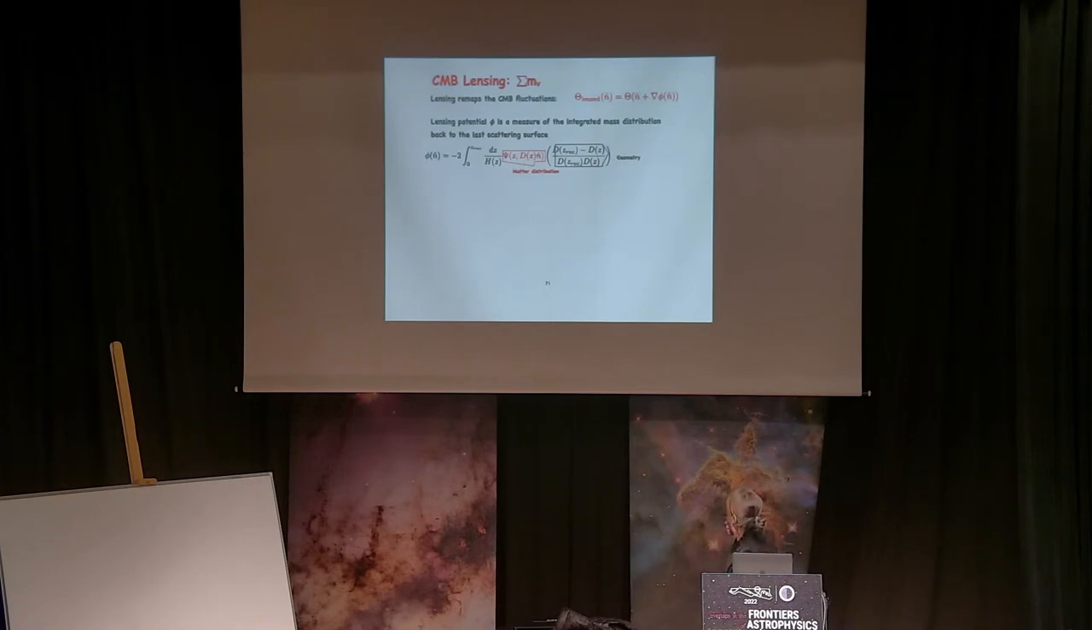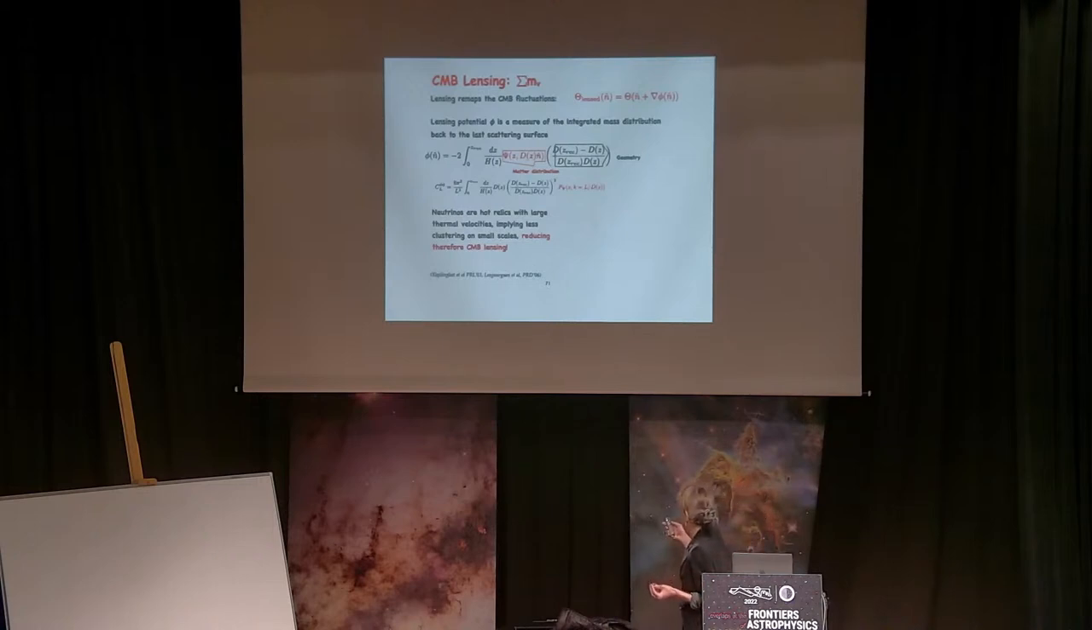The deflection angle here is proportional to the gradient of the lensing potential. The lensing potential measures both the matter distribution and the geometry, and the matter distribution is closely related to the power spectrum. As I told you yesterday, neutrinos are hot relics with very large thermal velocities, and therefore they cluster less at small scales. It's always the same: neutrinos wash out small-scale perturbations, so perturbations don't grow at small scales. That's why we can measure the neutrino mass from cosmology.